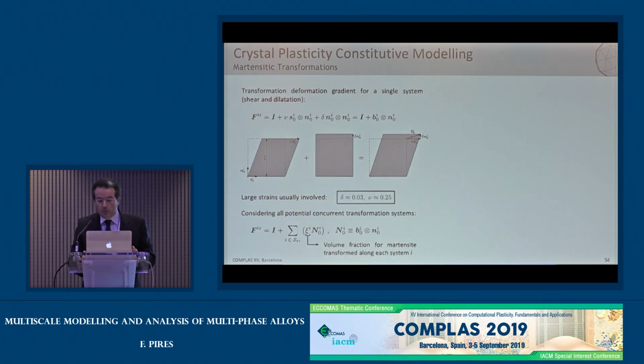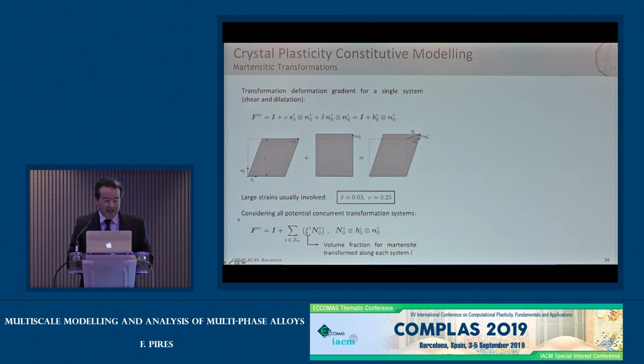This theory predicts, for a given combination of parent and product lattices, a set of possible transformation systems. For a single transformation system defined by normal and tangential directions, the deformation gradient can naturally be defined, and we can see that the magnitude of the shear and normal components can actually be quite large, and therefore finite strains need to be used.